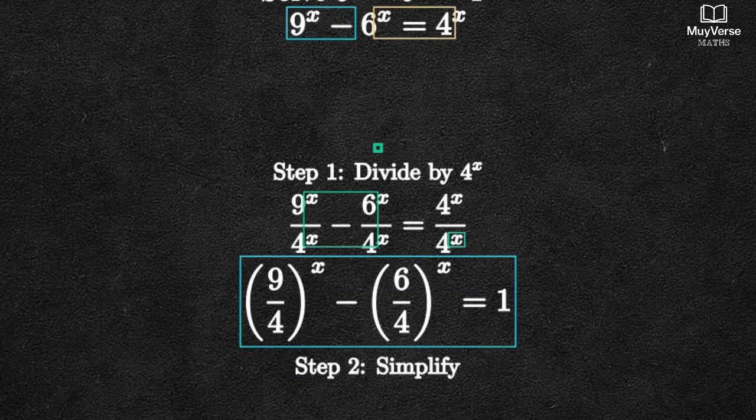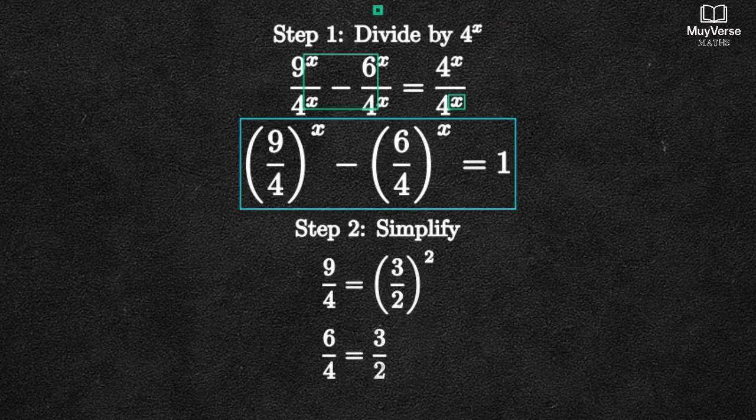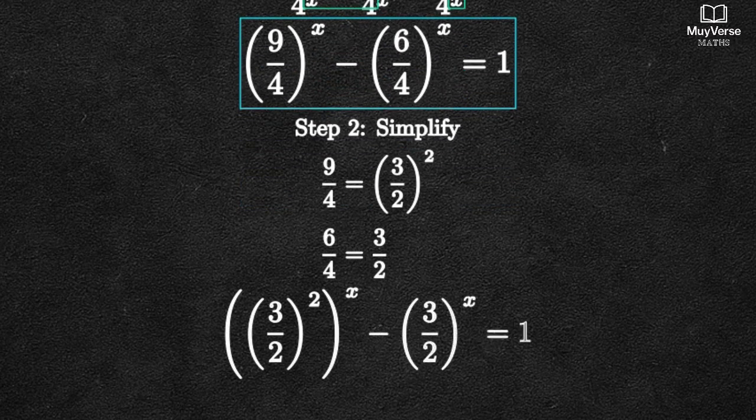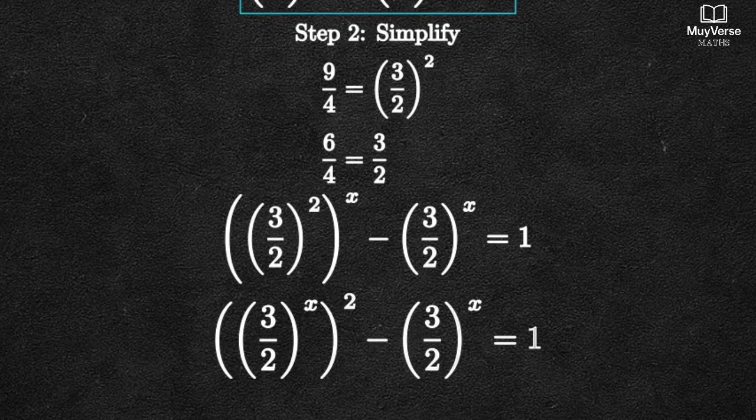Step 2. Simplify the fractions. 9 over 4 equals the square of 3 over 2. 6 over 4 simplifies to 3 over 2. Substituting these in gives ((3 over 2) squared) to the x minus (3 over 2) to the x equals 1. Using the power rule, that becomes ((3 over 2) to the x) squared minus (3 over 2) to the x equals 1.